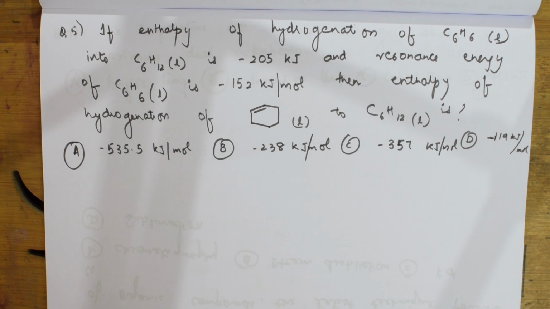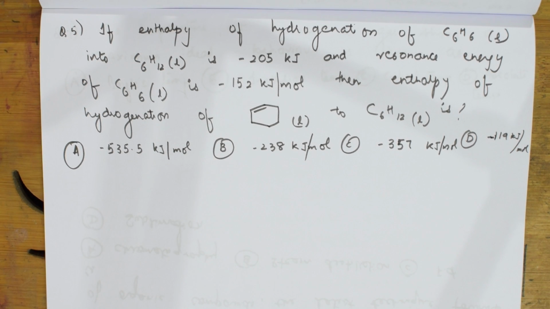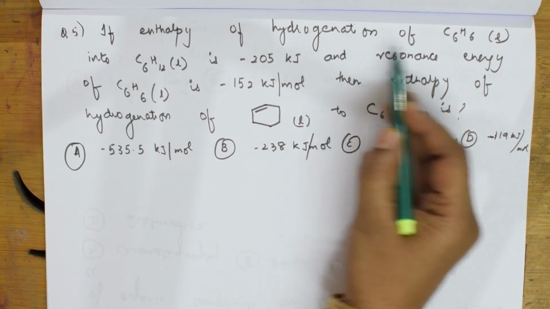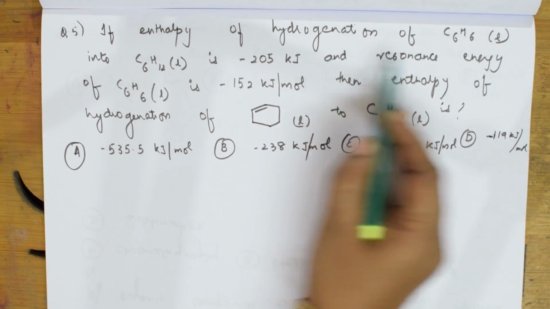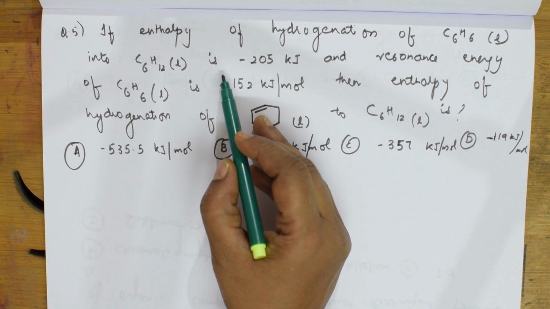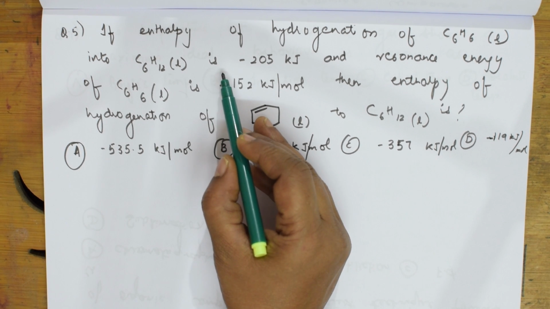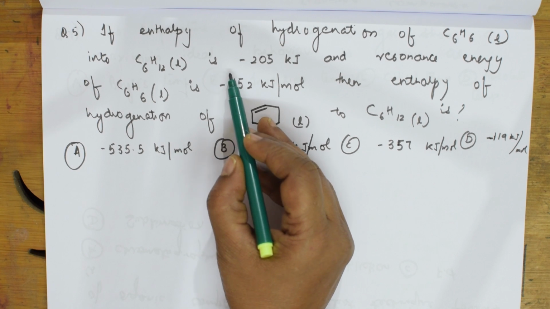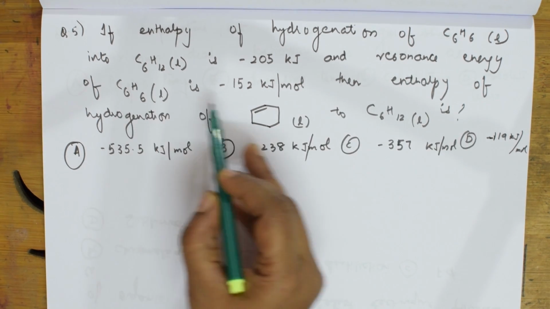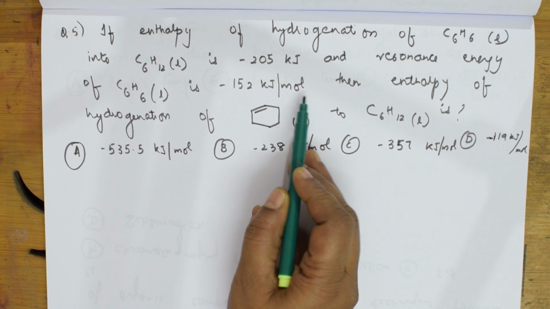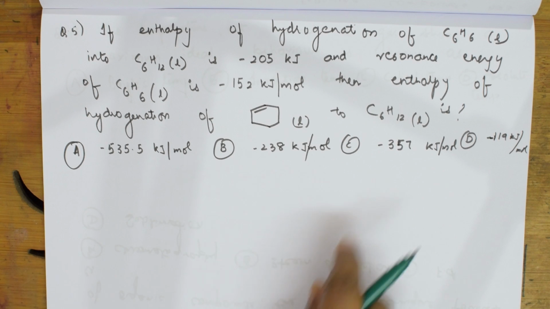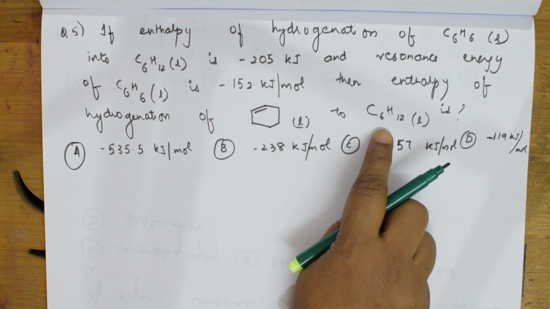So let's start off with this numerical, students. This is the thermodynamics numerical. Let's read this. So what do they give us? If the enthalpy of hydrogenation of benzene liquid is converted into C6H12, then the energy while adding hydrogen is minus 205 kilojoules, and the resonance energy of this is minus 152 kilojoules per mole, and the enthalpy of hydrogenation of this compound, conversion of this compound to this compound, is what?